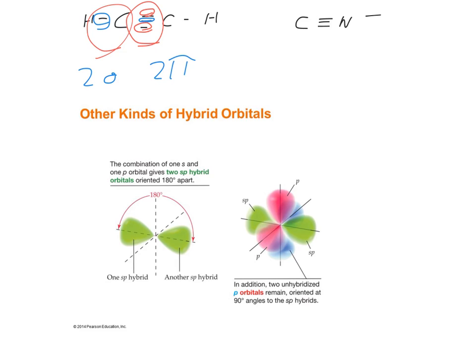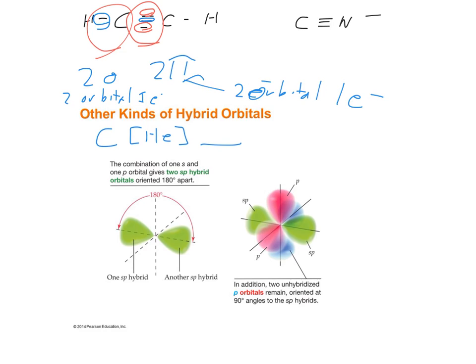For those sigma bonds, it needs two orbitals of equal energy with one electron. For those two pi bonds, it needs two orbitals with one electron. So, once again, we need to take carbon's valence shell and distribute those four electrons between the four orbitals.